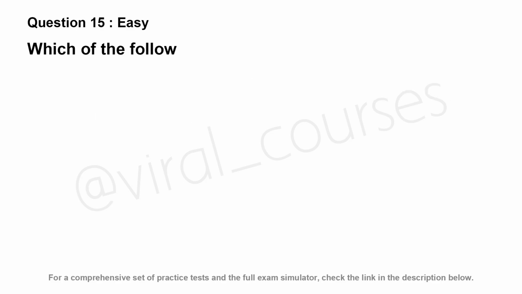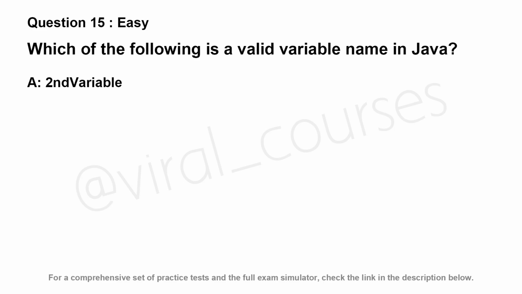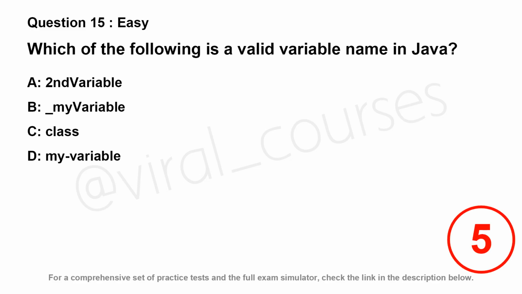Which of the following is a valid variable name in Java? Option A, 2ndVariable. Option B, _myVariable. Option C, class. Option D, my-variable.